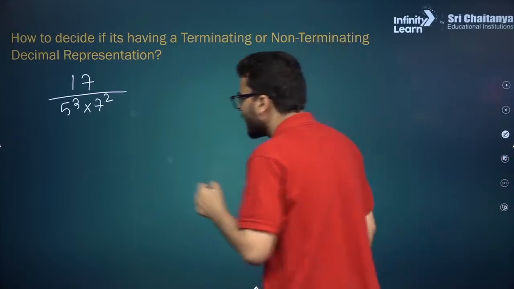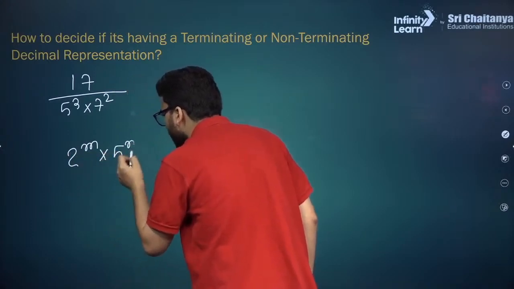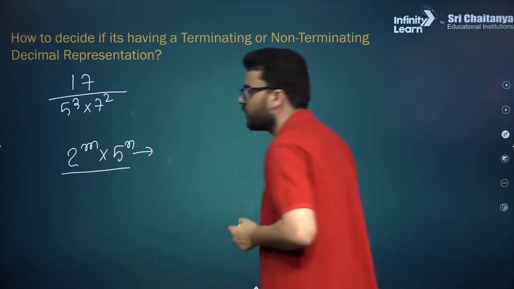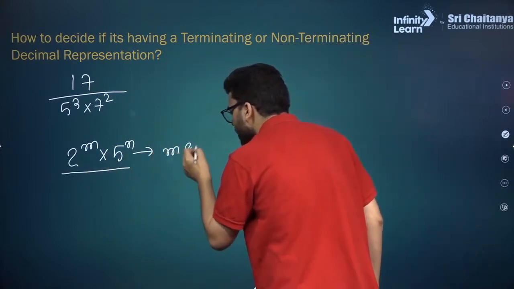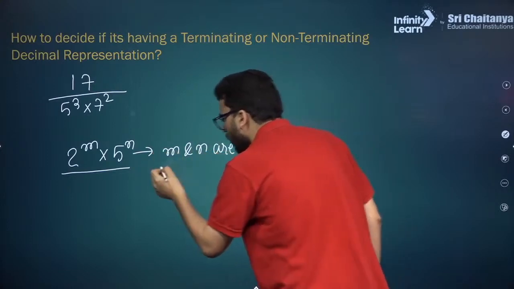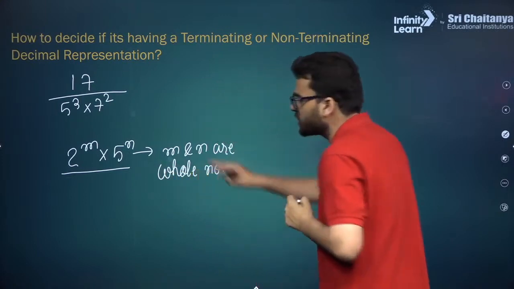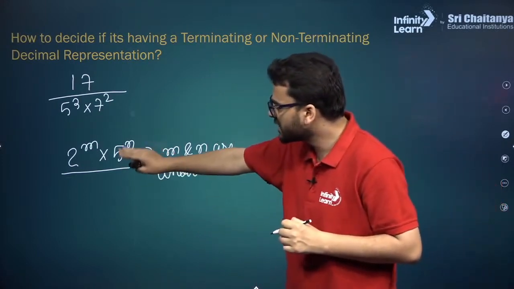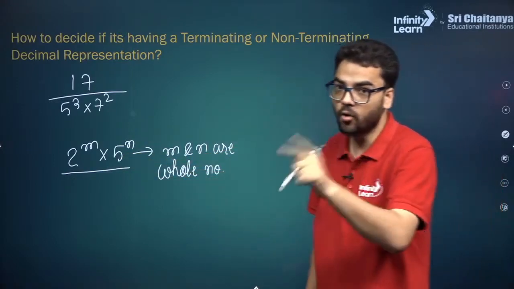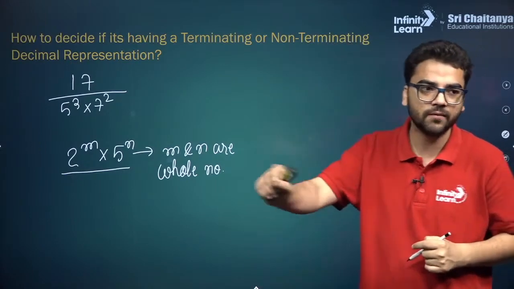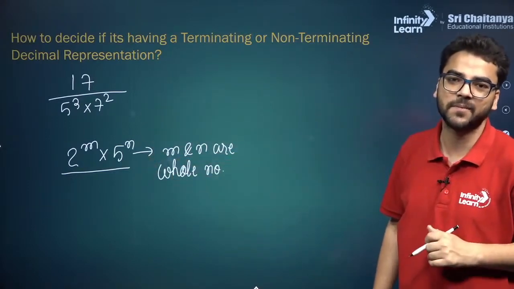So you just have to see that the denominator must be of the form 2 raised to the power m into 5 raised to the power n, where m and n are whole numbers. They must be whole numbers. So if the denominator is of this form, 2 raised to the power m, 5 raised to the power n, where m and n are whole numbers, what does it mean? That they can be 0, 1, 2, 3, 4 and so on. Then that number will have a terminating decimal representation.